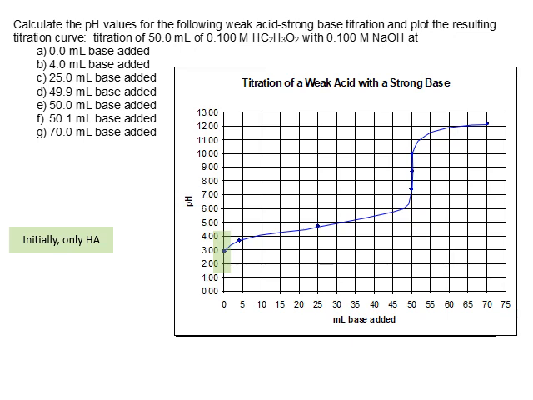Once you start adding base, you convert some of the weak acid to its conjugate base. This is what we call a buffer region. You have significant concentrations of both the weak acid and its conjugate base. So in this region of the titration curve, we did all our calculations with the Henderson-Hasselbalch equation.